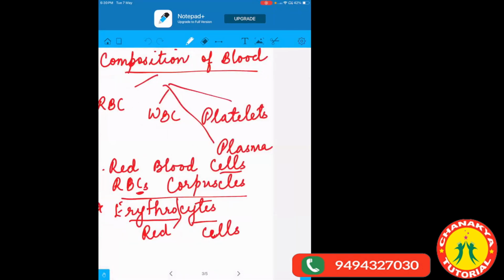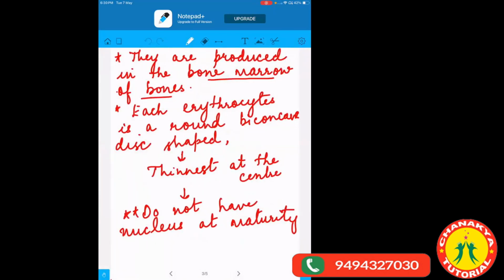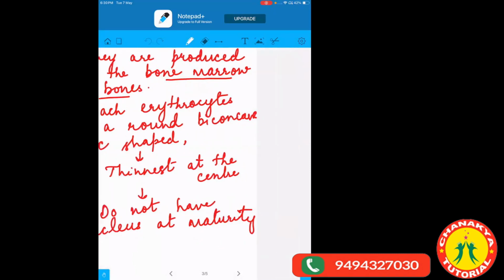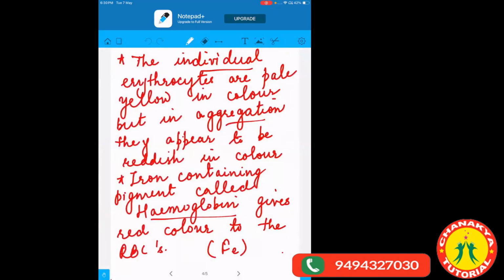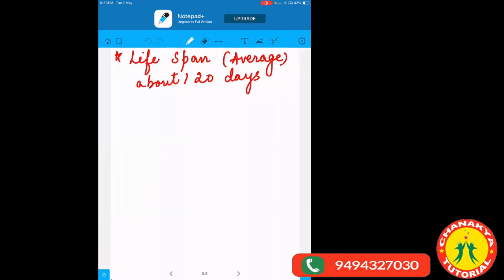They are called erythrocytes. They are the red blood cells. They are produced in the bone marrow. Their shape is biconcave. It means from the center it is thin, from the side it will be thick. They do not have the nucleus when they become mature. Individually, they will be pale yellow in color, but when they aggregate, they will be red in color. They have a pigment called hemoglobin, which has iron in it. And the lifespan is about 120 days.